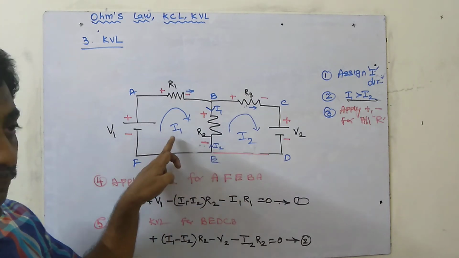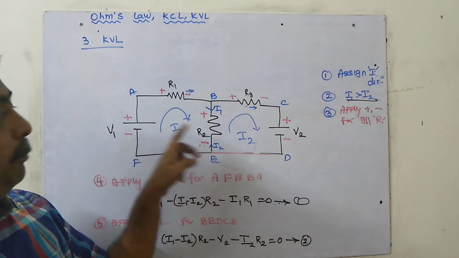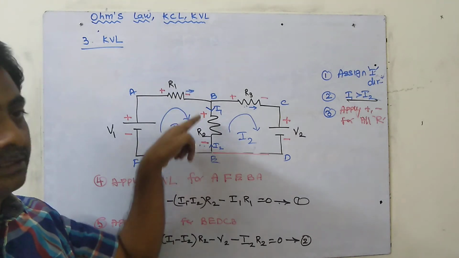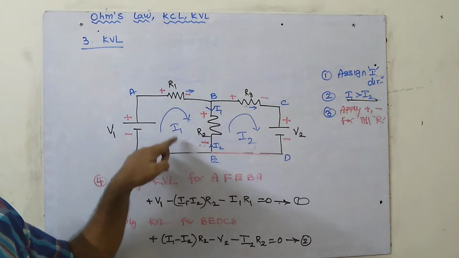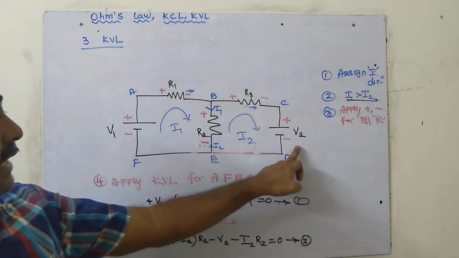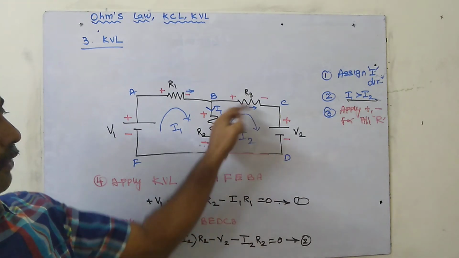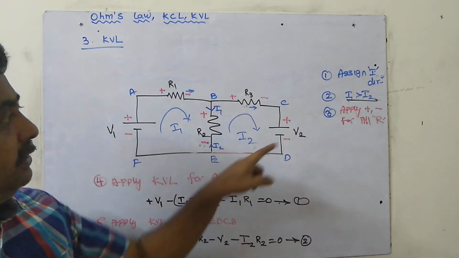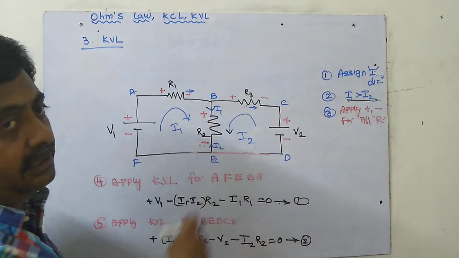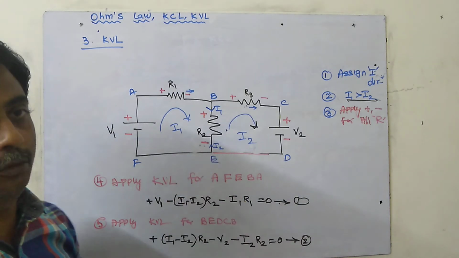If I get I1 as positive, then my assumed direction is correct. Suppose I get I1 as negative, then I have to change the direction, so my assumed direction is wrong. But in this problem, I will get I1 as positive and I2 as negative for normal values. What does that mean? My assumed clockwise direction is wrong and I have to change it. If I change the direction, both currents will flow inside, so it will be I1 plus I2. We will solve problems, then we will be able to understand these things.